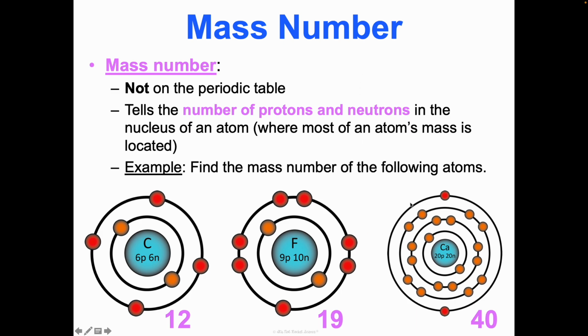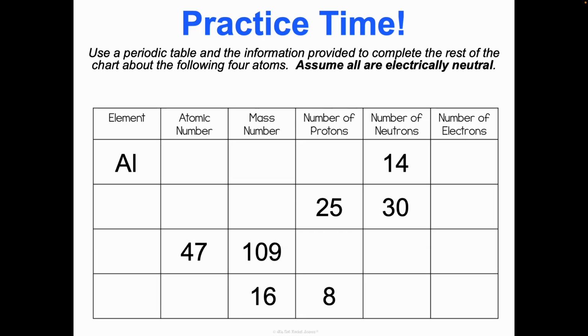So I want you to have practice understanding how we can determine different things about an atom using the periodic table and using information given to us, okay? So I have 4 atoms here, 4 different elements. You are going to fill in all this other information about them. We are going to assume that every atom is electrically neutral, which means the number of protons will be equal to the number of electrons, okay? So you're going to use the information given to you and the information you can find on the periodic table to fill this out, okay?